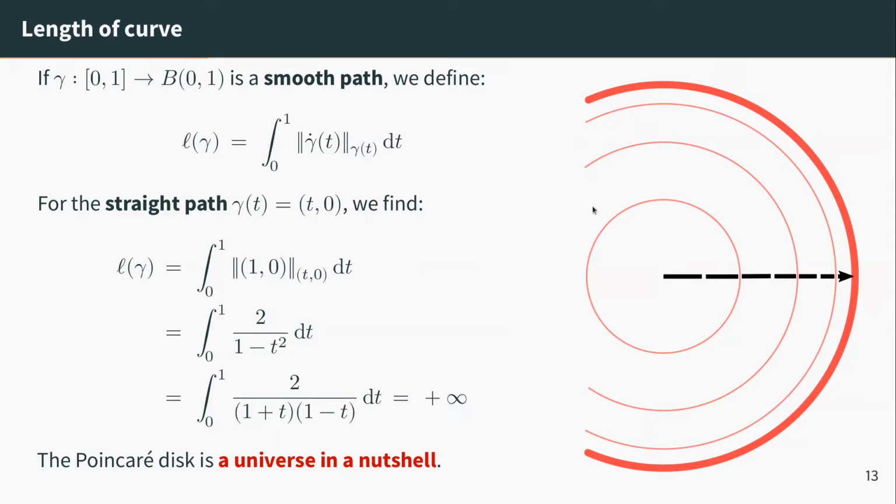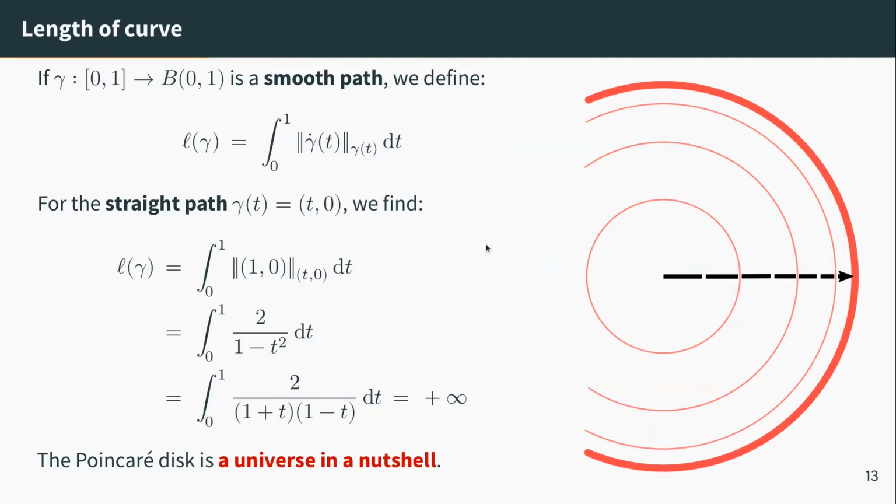Whenever we have a path like that, we can define its Riemannian length. The length is just going to be the integral of the norm of the velocity vector. That's what you do in Euclidean space. The only twist is that the length of the velocity vector is computed using the local metric. So that's really a way of computing the intrinsic distance for inhabitants of this disk world. Now for the straight path, that's just this one.